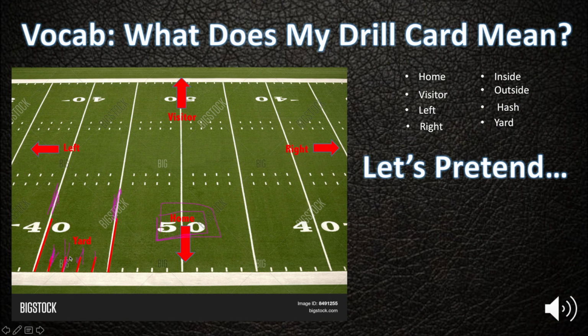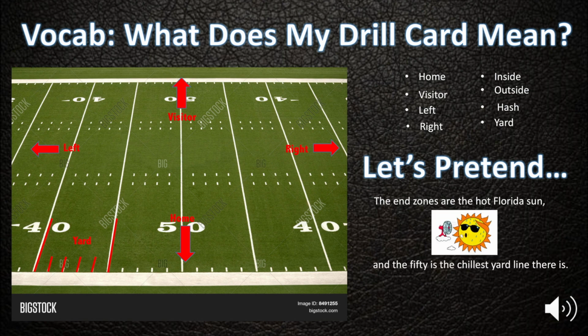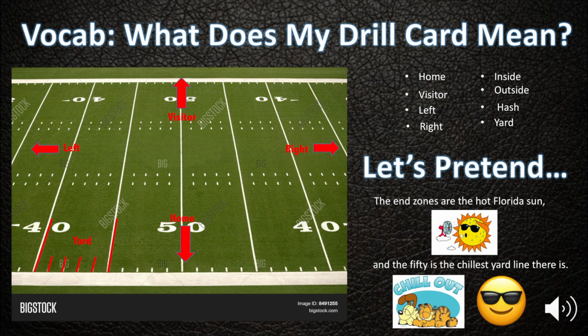So now we're just going to pretend that the end zones are the hot Florida sun. It's icky, it's sticky, it's hot, and it's just not the place to be. But the 50-yard line is the chilliest yard line there is. It's similar to when you're inside your house and the air conditioning's running. It's very cool, it's very comfortable. But as soon as you step outside your house, that's when it starts to get hot and humid. So remember, the 50-yard line is like your house. It's very cool, it's very comfortable. But the end zone is like when you step outside your door and it gets really hot and humid.